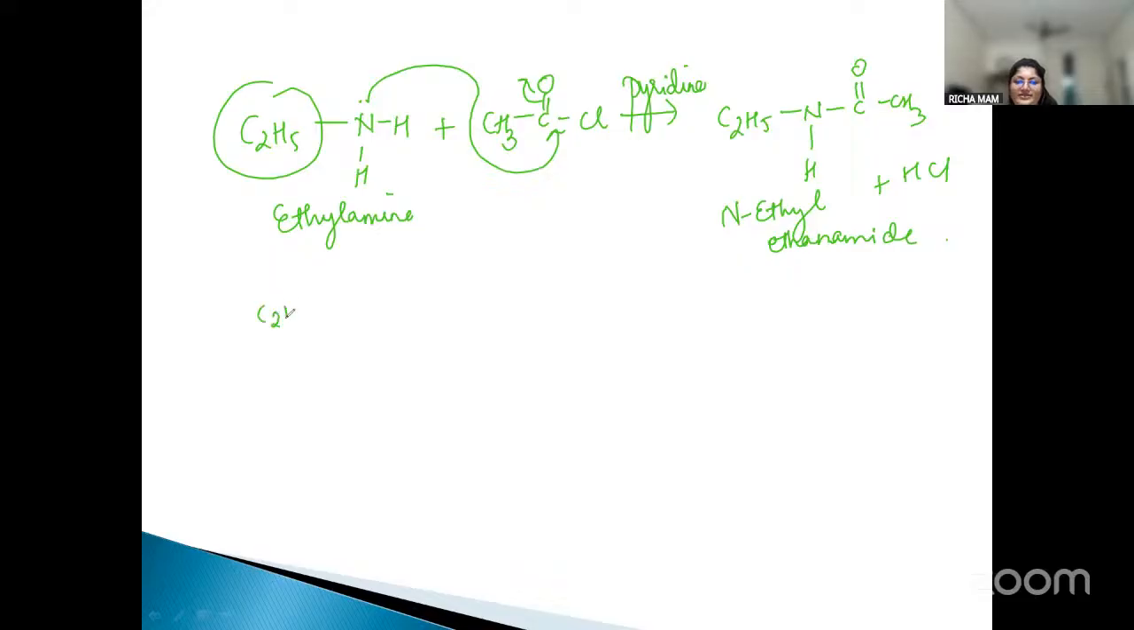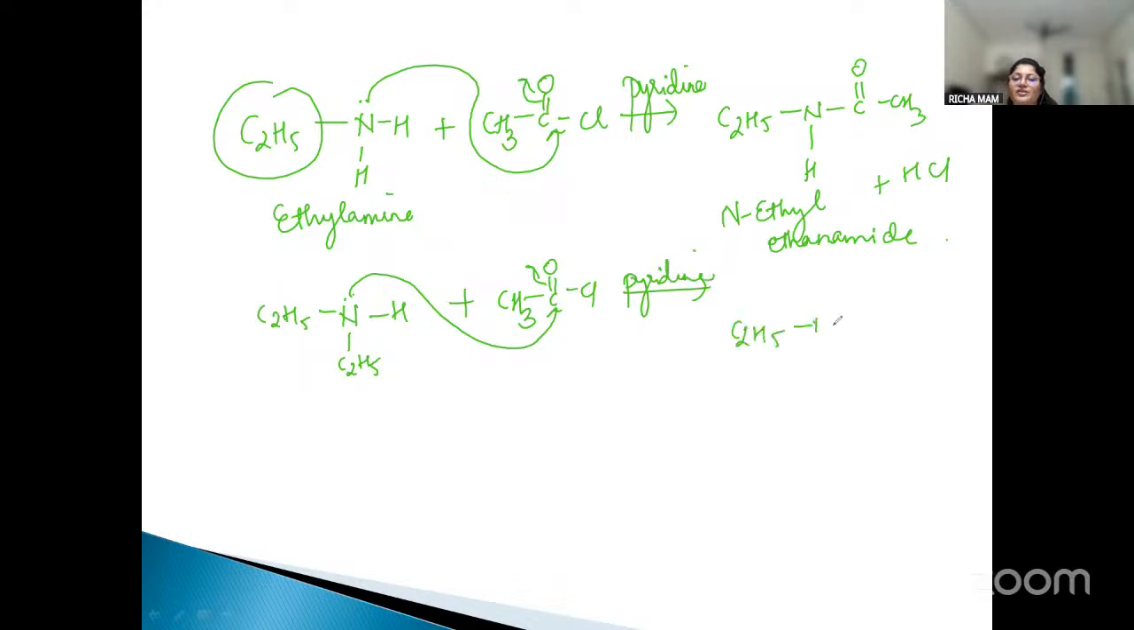One more example I can take: C2H5, C2H5 and H, plus acetyl chloride. Try to answer. So again, this will be in the presence of pyridine. What am I going to get? So C2H5, C2H5, N, C double bond O, CH3. Okay, so this is N,N-diethyl ethanamide. Fine. Okay. So one more example I can give you.